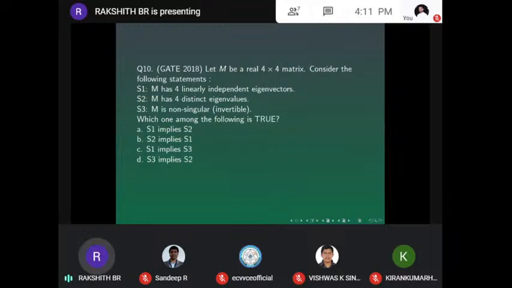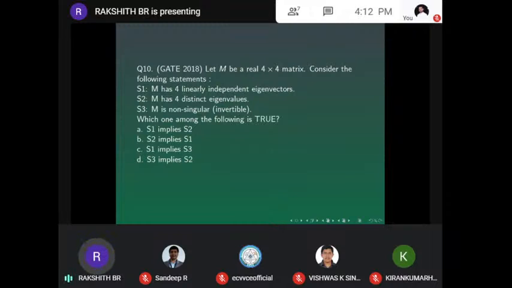That means if M has 4 linearly independent eigenvectors, it may not imply that M has 4 distinct eigenvalues. For example, you can work with the diagonal matrix with all the diagonal entries as 1. Because there it has only one distinct eigenvalue, that is 1, and moreover it has 4 independent eigenvectors. So that's not true. S1 does not imply S2.